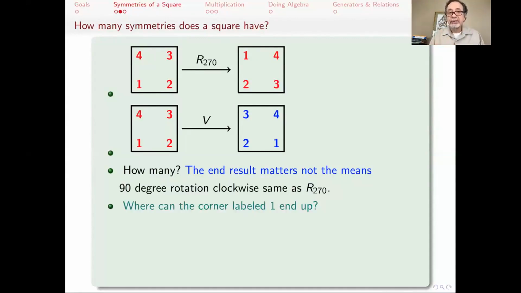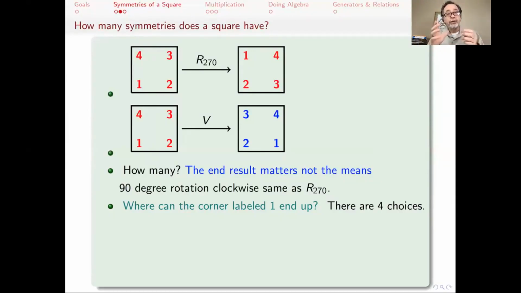To count the number of symmetries, you focus on one of the labels. The corner labeled 1, where can it end up after we're done? Well, there are only 4 corners, so there are 4 choices. There are 4 choices where to put 1. Now, if you put 1, is everything else determined? Yes and no. In some ways, things are determined, but not completely. When you decide where 1 is, 3 will be on the opposite corner.